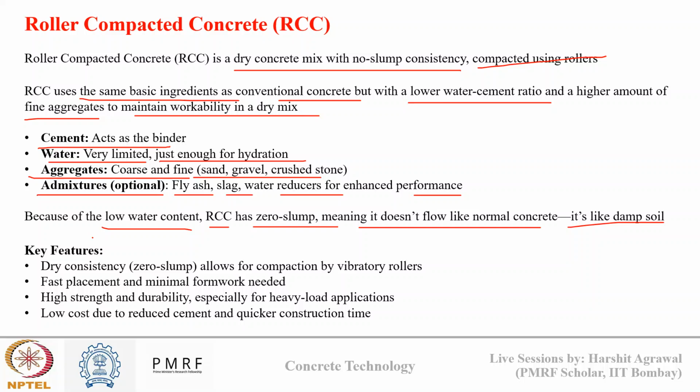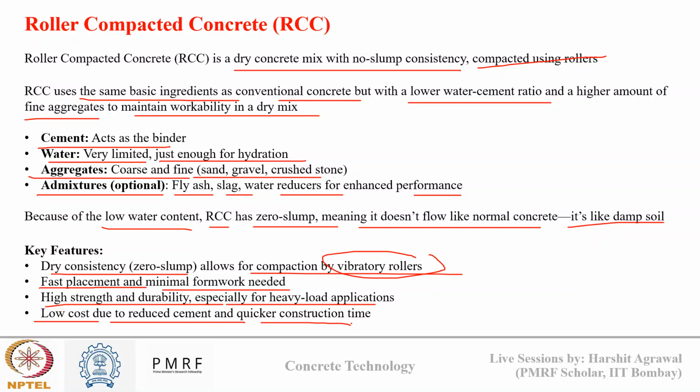Okay, and what are the key features of this concrete? It has a dry consistency, which allows compaction by a roller. So for compacting this concrete, we use vibrating rollers. It has fast placement and minimum formwork need, since it has very low slump. So formwork need is minimum, and it can be placed fast. It has high strength and durability, especially for heavy load applications, since it has a very low water to cement ratio, and it is low cost because of the reduced cement demand and quicker construction time.